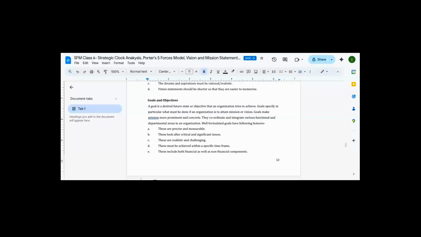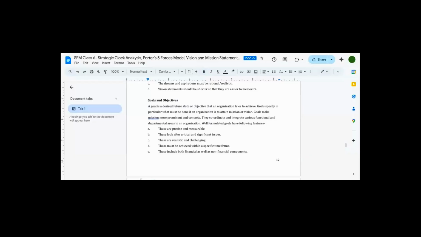So the goals and objectives that we have here, the goals and objectives of the company must align with their vision statement and mission statement. The goals of a company are the broad areas, or the broad overall things, that the company intends to achieve in the short, medium, and long term. So the goals make missions more prominent and concrete.